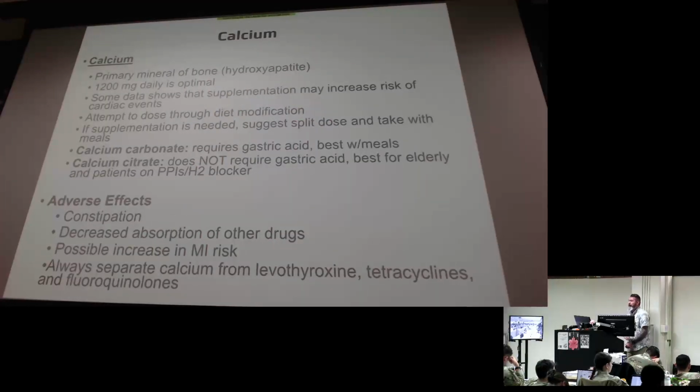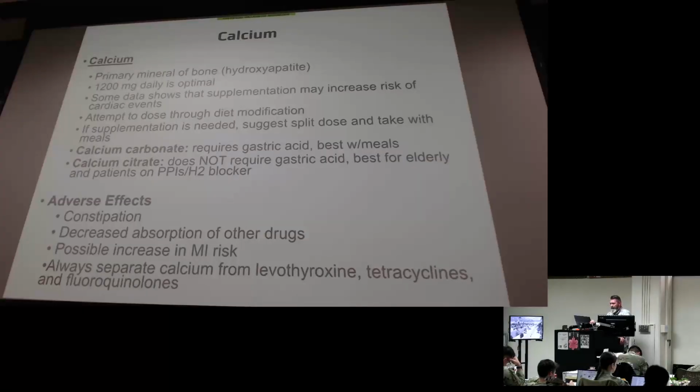So calcium, primary mineral of bone. It's called hydroxyapatite when it's in the bone. 1,200 milligrams a day is optimal for calcium daily intake. Too much supplementation has been shown in some studies to have some bad cardiovascular outcomes. So limit it to about 1,200 milligrams, as it says on the slide. That's your optimal dose or your optimal intake.